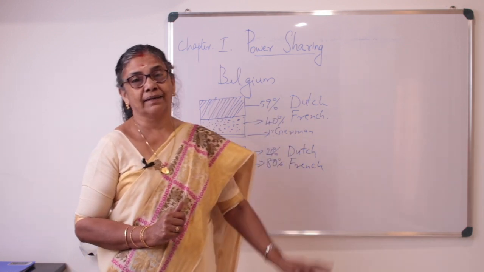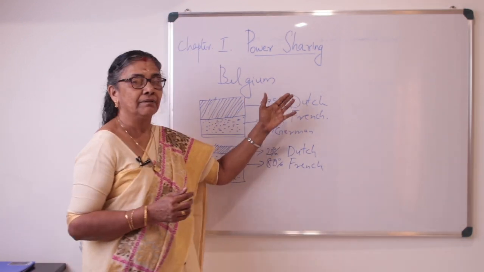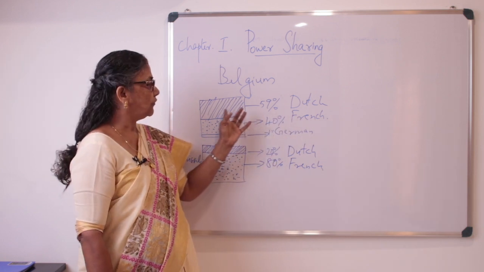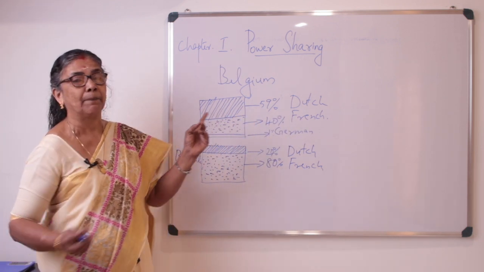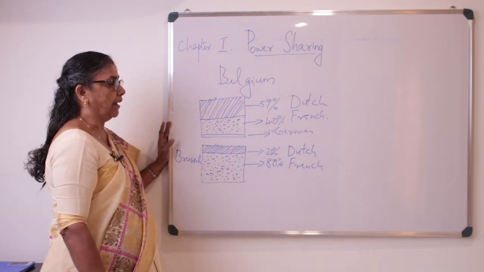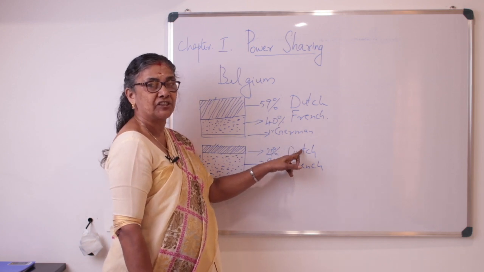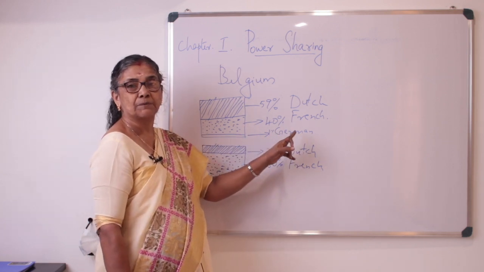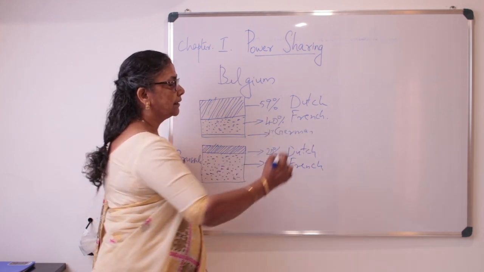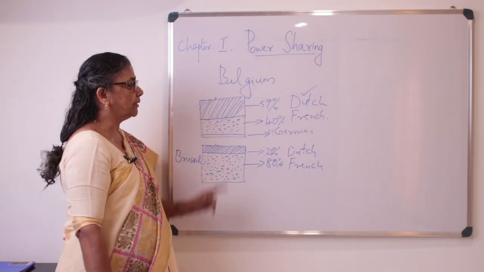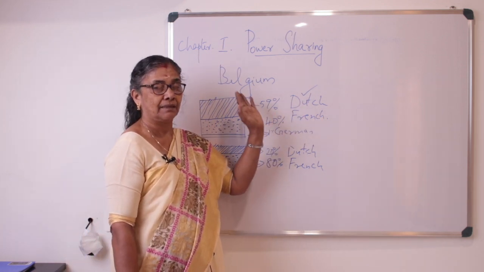Here we can see there is a different ethnic composition of people in Belgium. And what is ethnic? Ethnic means a shared culture, that is, social differences are there based on shared culture. In Belgium, two major languages are there. First of all, 59% of people speak the Dutch language, 1% speak German and 40% speak French. So here the majority language is Dutch.